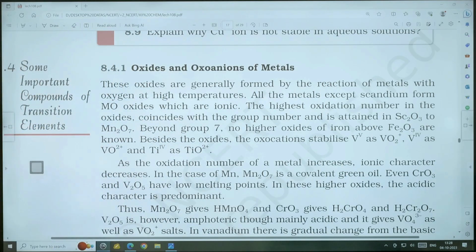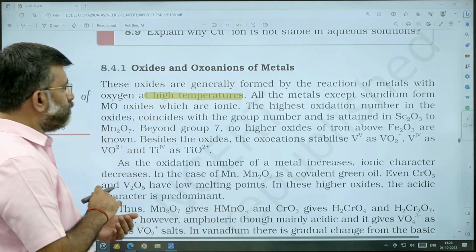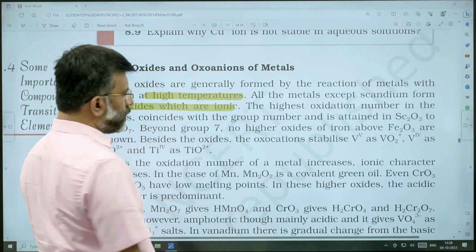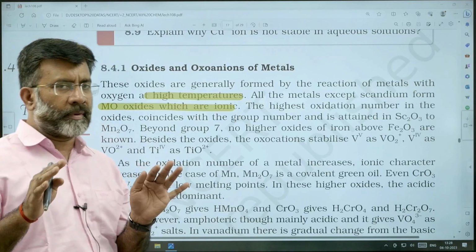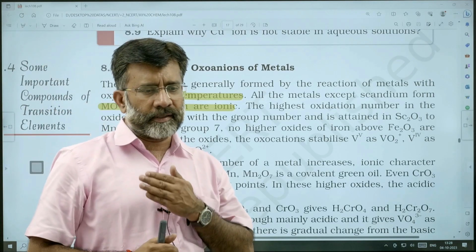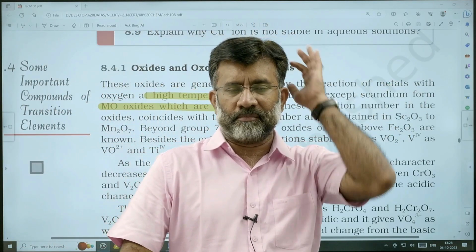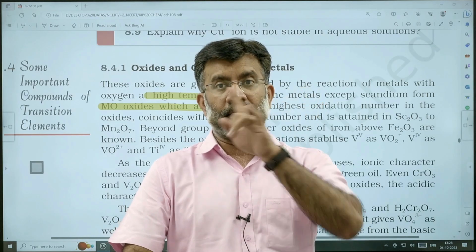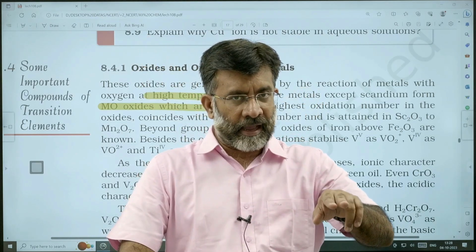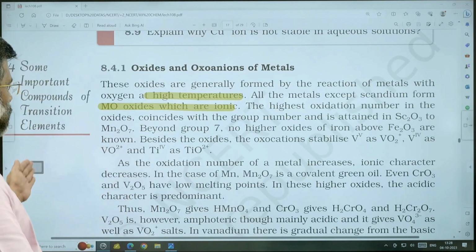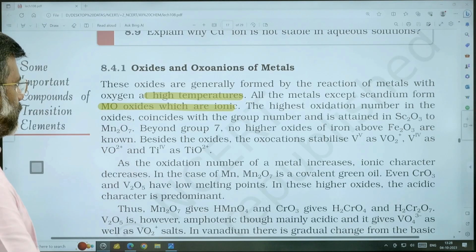They are generally formed at a high temperature. All the metals except scandium form monoxides which are ionic in nature. The highest oxidation number increases up to manganese, already discussed in the oxidation number table. The variability in oxidation state increases up to manganese and then decreases, already discussed. Scandium up to manganese. Beyond group 7, no higher oxidation states above Fe2O3 are known.